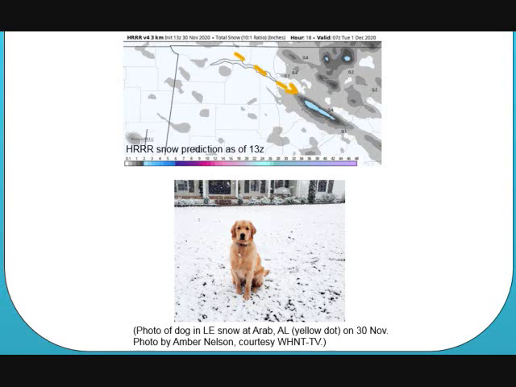That is a dog in Arab, Alabama. A photo taken by photographer Amber Nelson, courtesy of WHNT TV, shows a dog sitting out in that lake effect snow 40 kilometers southeast of the lake.